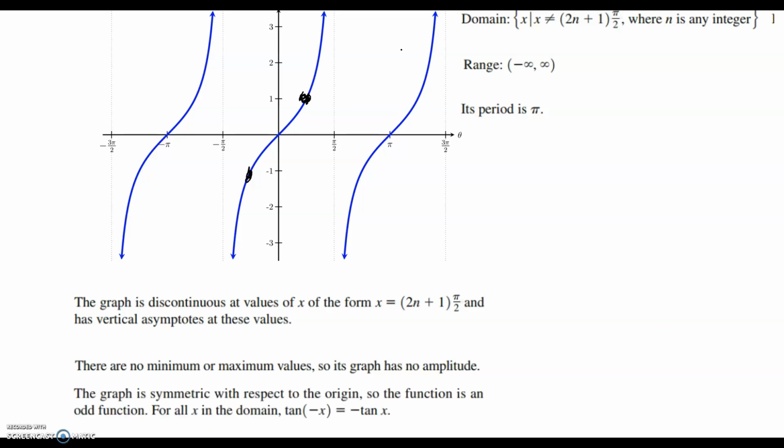And this is an odd function. It's symmetric about the origin, which means when you take the tangent of a negative angle, it's equal to the negative of the tangent of that angle positive, okay? And so these are a few things that we notice about the tangent function, and this is the graph of the tangent function. If you have any questions about it, please put them in the comments below, all right?